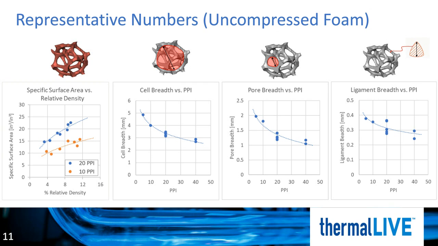Not shown on this slide is data for cross-section area. That is because we can demonstrate analytically and confirm through measurement that the cross-section area in 2 dimensions is equivalent to the metal volume fraction, or relative density, in 3 dimensions.